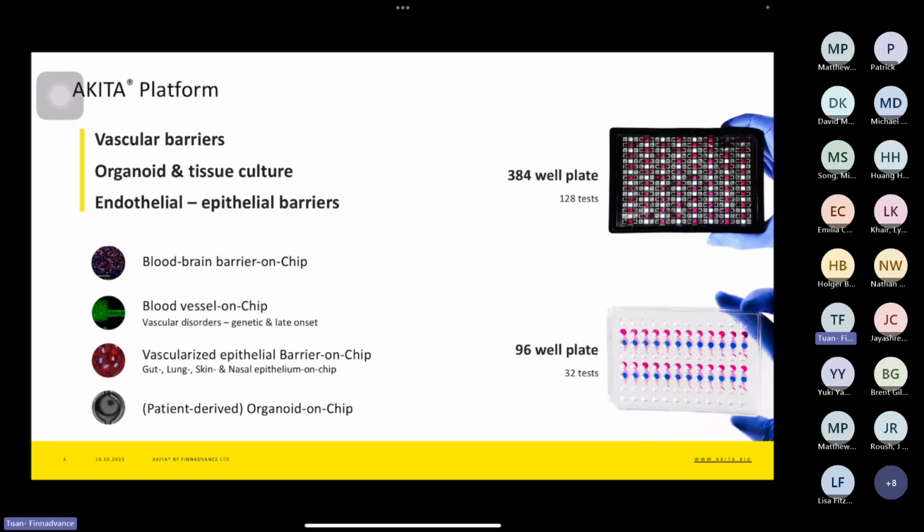About the Akita platform, what we do is we basically have the flagship, which is the well-plate format, or we can call it the standardized ANSI format of 96 or 384, which would include from 32 to 128 units of microfluidic channels packed inside the plate. With that, we are able to mimic different human organs on chip models. For example, vascularized barriers, organoid tissue cultures, endothelial or epithelial barriers. And I will go into a bit more detail in the later slides about those models as well.